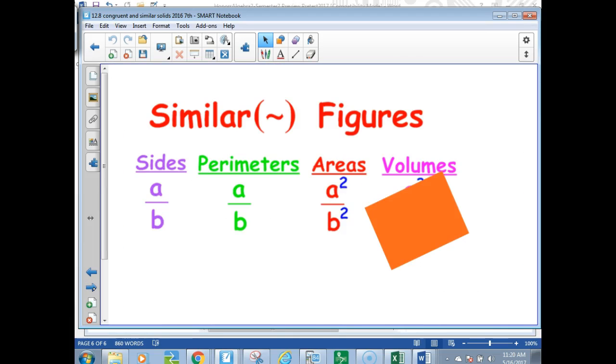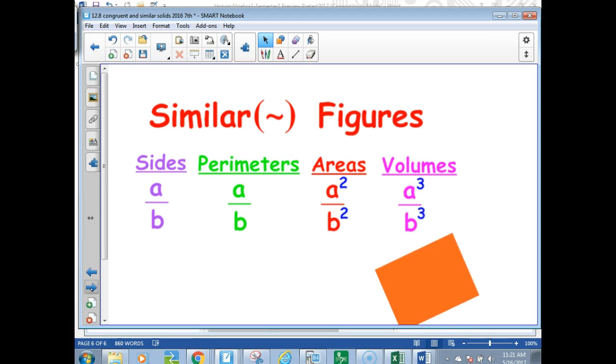12.8. Okay, so just a summary here. You have similar figures. Sides A to B, perimeters are still A to B because that's length. Areas, A squared to B squared, are the new thing. Volumes are A cubed to B cubed.